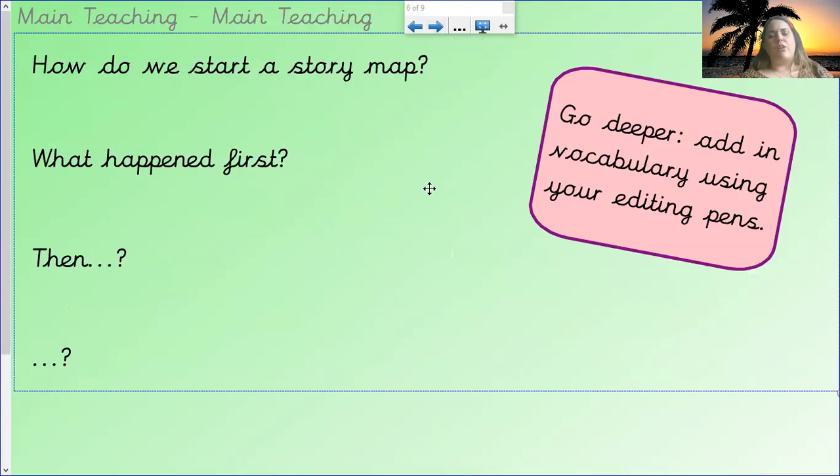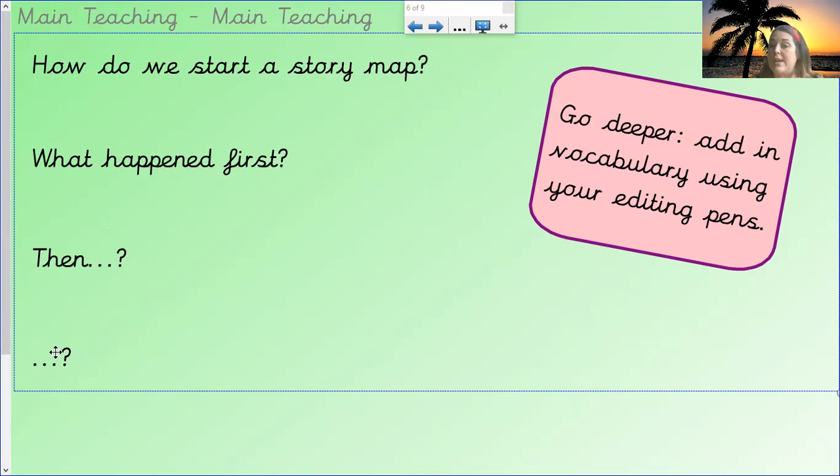Right, how do we start a story map? Which part of the text do we start with? We start with the thing that happens first, don't we? We start at the beginning. So you're going to have to think, what happened first? Draw that picture. Then what happened? Draw that picture. And then you carry on like that.